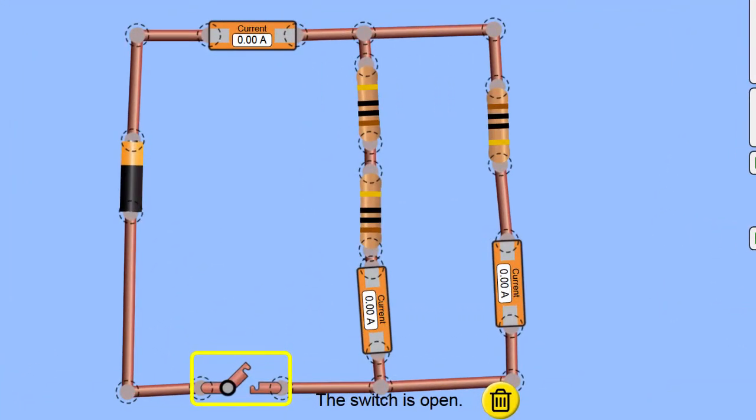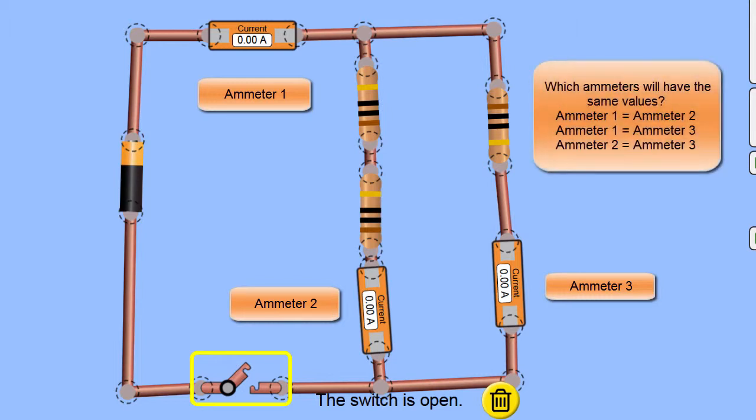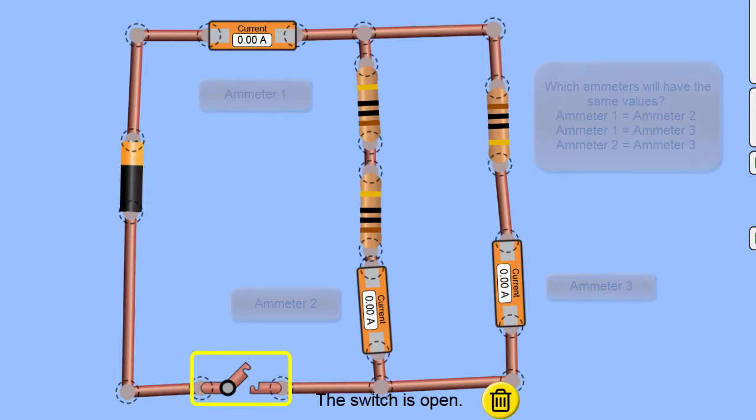Using a simple simulation over here, you see that we put an ammeter over here, an ammeter over here, and here, where there are two resistors and one single resistor. Okay, before I close the switch, make a prediction. What do you think would be the same current? Would this be the same as this? Or would this be the same as this? Or this and this will be the same? And so on. Think about it.